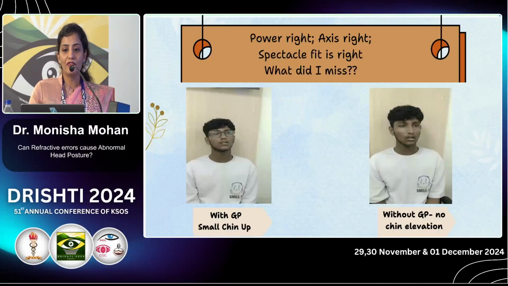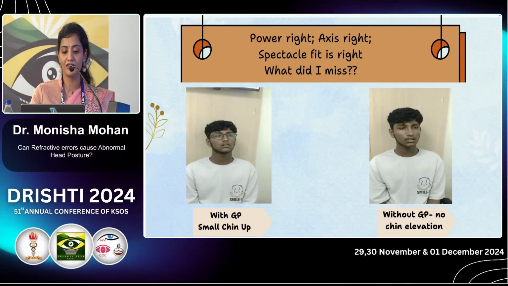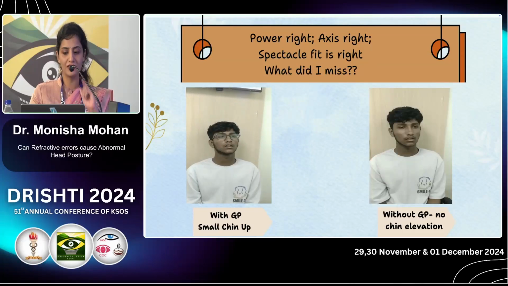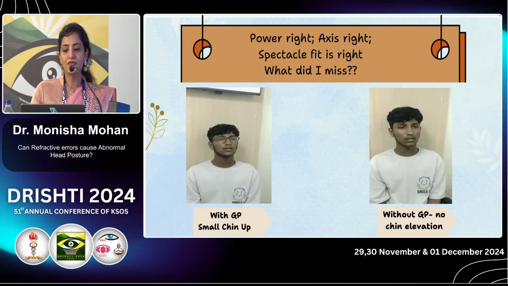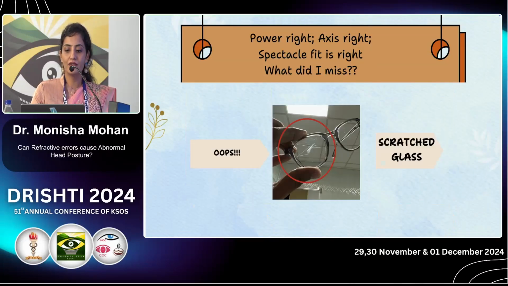So here I've got the power right, the axis is right, the spectacle fit is right. What am I missing? So look at this boy. He has a chin up with the glasses, and without the glasses there is no chin elevation, although you can see him squeezing his eyes in the picture without the glasses for the refractive error. So this was the case of a scratched glass. The problem might be as simple as that. He was trying to avoid those scratches, and that's why he had a chin up position. So it's always important to take the glasses, have a look at them to see if they're fine, and then give new glasses if required.